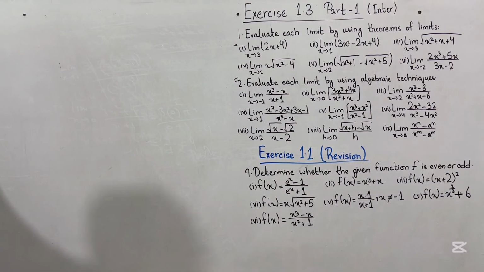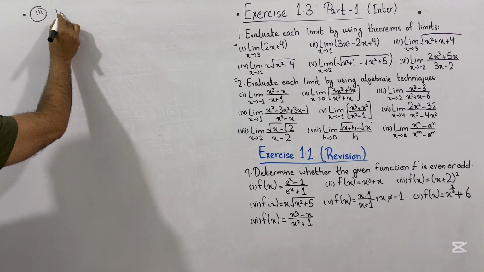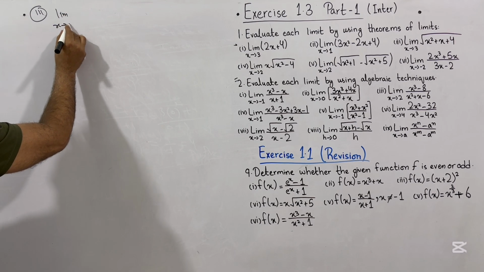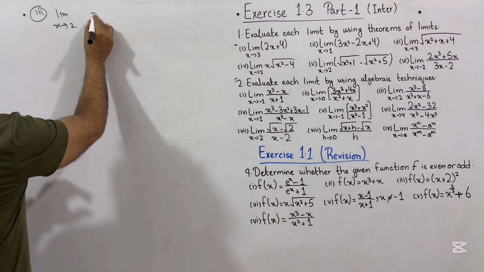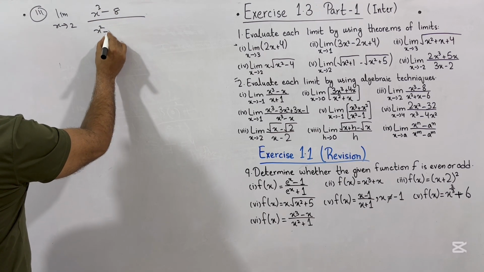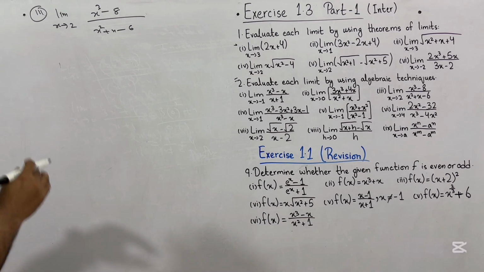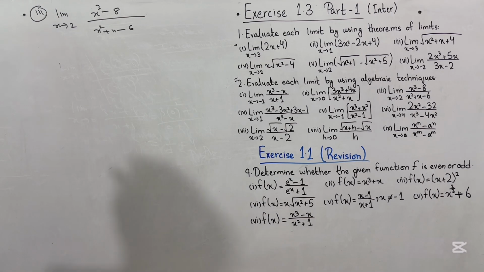Limit x tends to 2, approaches 2, going towards 2, x cube minus 8 over x square plus x minus 6. There is the denominator, just check the denominator. If it is not 0, it's our answer. If the denominator is overall 0, then we have to avoid that situation anyhow.